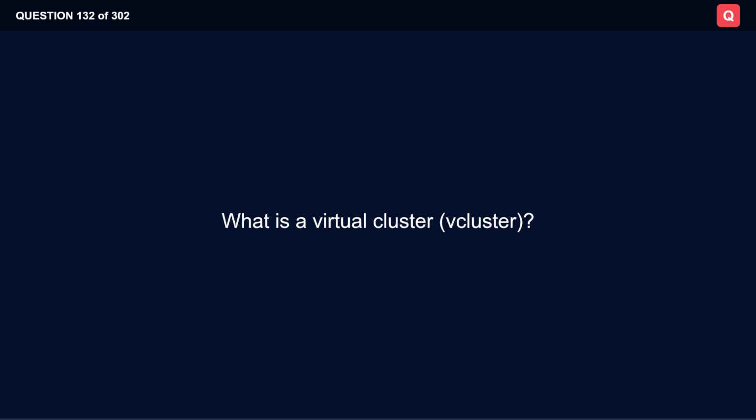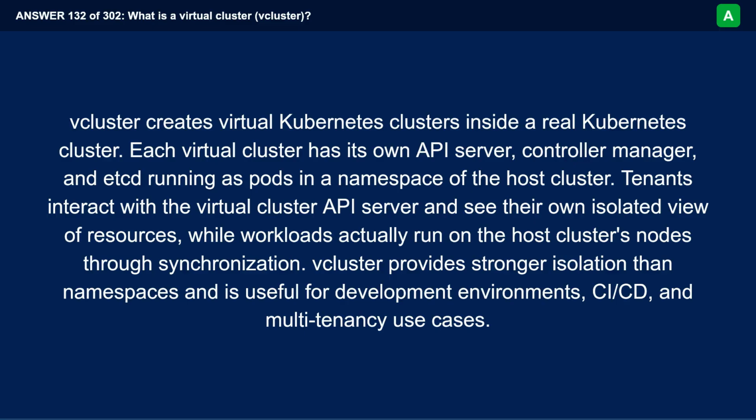What is a virtual cluster, vCluster? vCluster creates virtual Kubernetes clusters inside a real Kubernetes cluster. Each virtual cluster has its own API server, controller manager, and etcd running as pods in a namespace of the host cluster. Tenants interact with the virtual cluster API server and see their own isolated view of resources, while workloads actually run on the host cluster's nodes through synchronization. vCluster provides stronger isolation than namespaces and is useful for development environments, CI/CD, and multi-tenancy use cases.